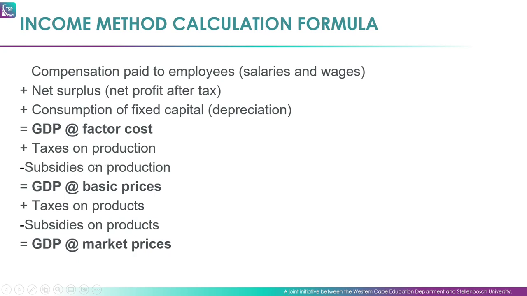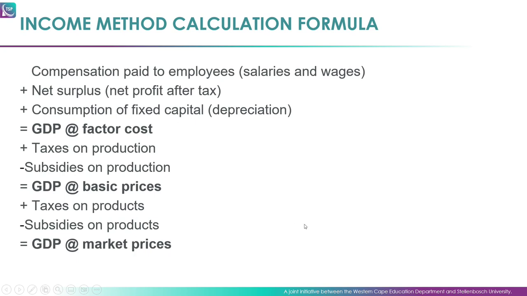Now please note, when students are asked to do this calculation, they always get confused between these two and they swap them around. Remember, before it becomes a final good, it has to be processed first. So the production comes before the product, okay? Product is the final, production is when it's still being made, okay?